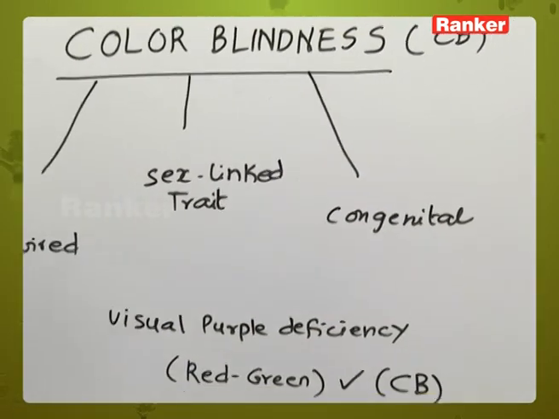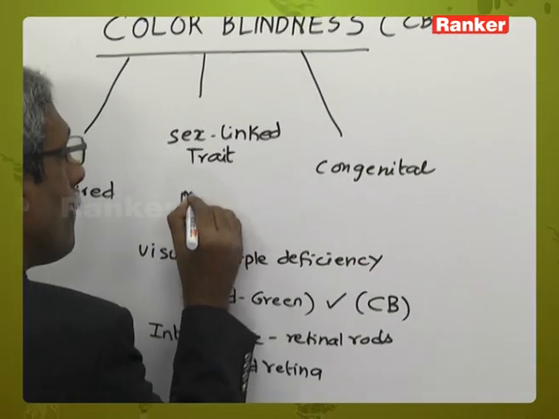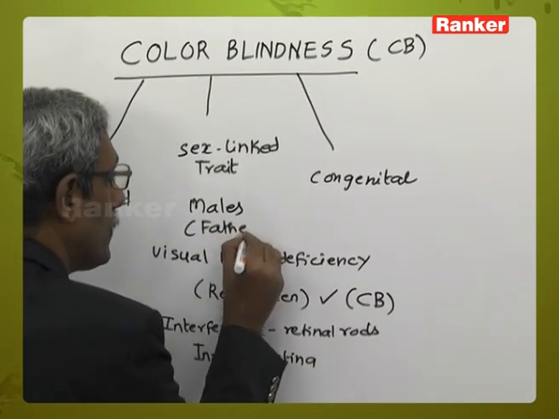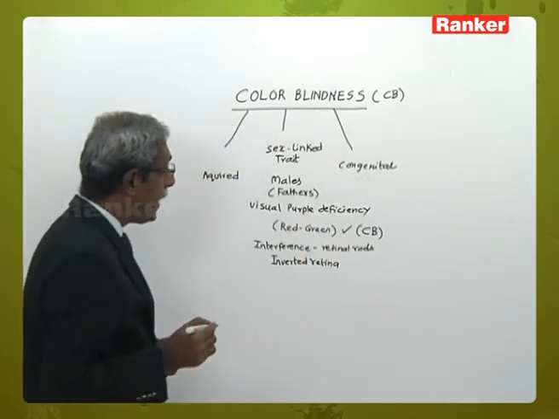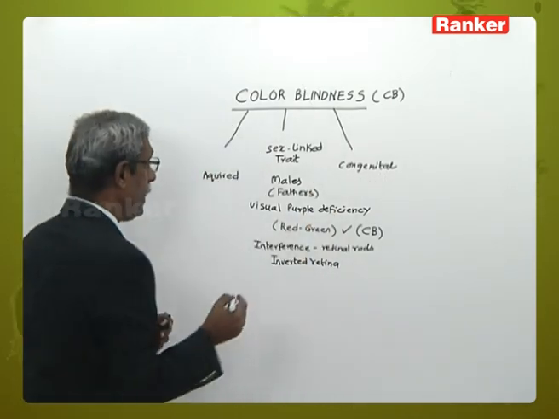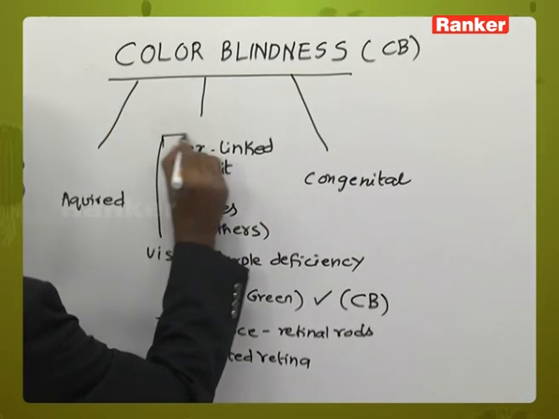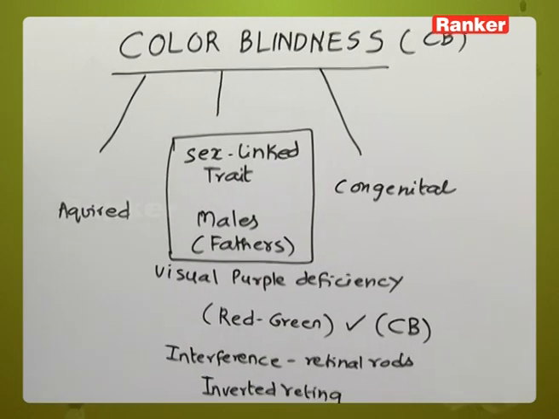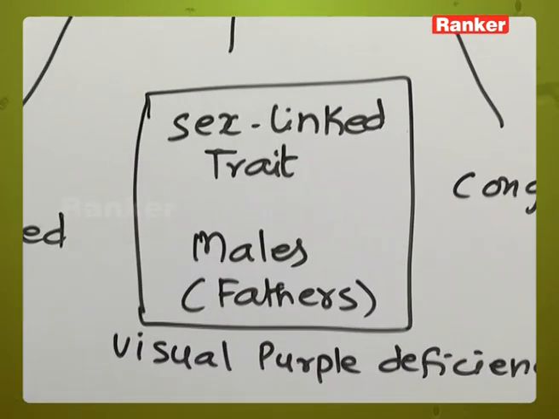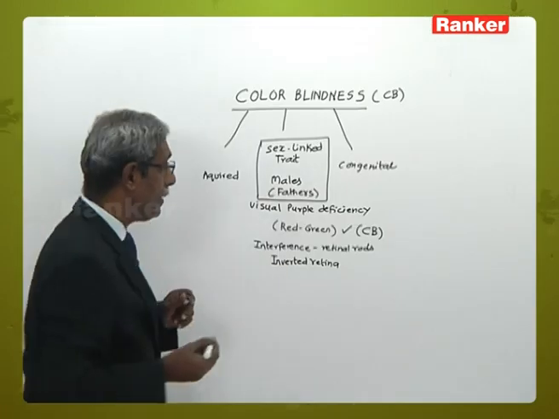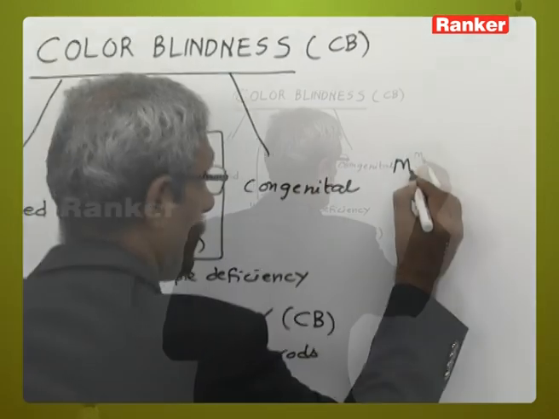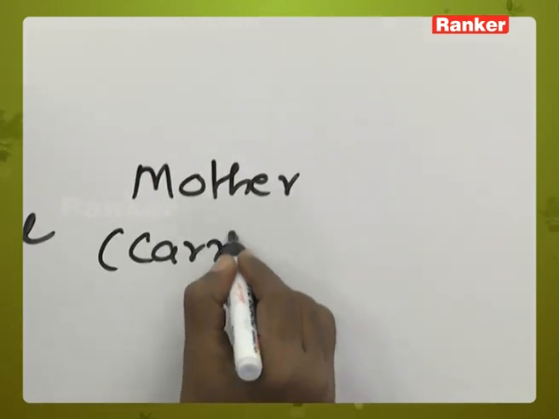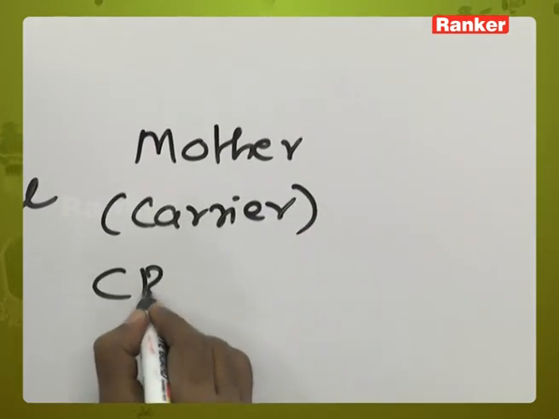Color blindness is common in males or the fathers. So, color blindness is inherited commonly among the males or in the father. Hence, you call it a sex-linked pattern of inheritance. For color blindness, again, mothers are the carriers. The mother is the carrier of the colorblind gene.